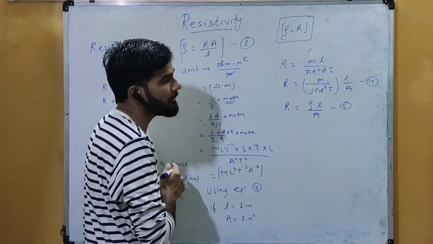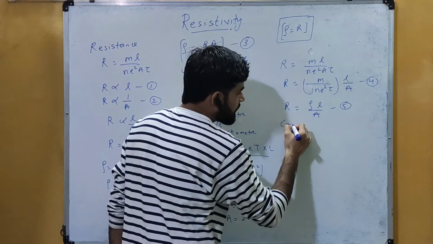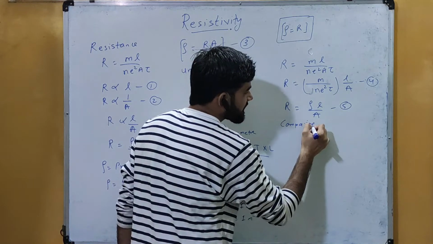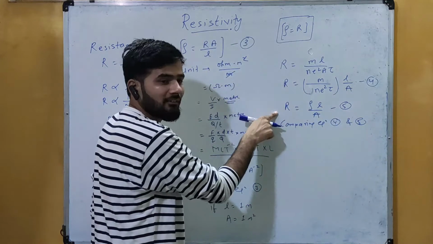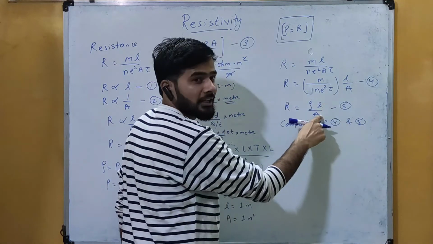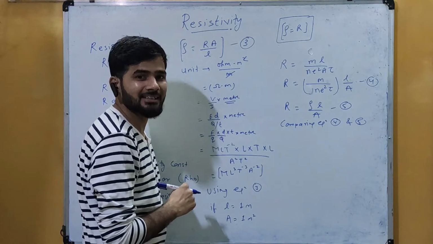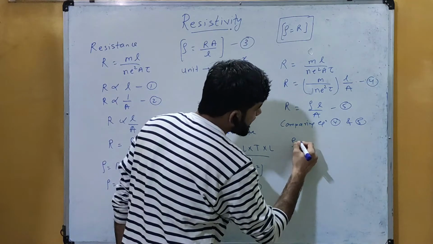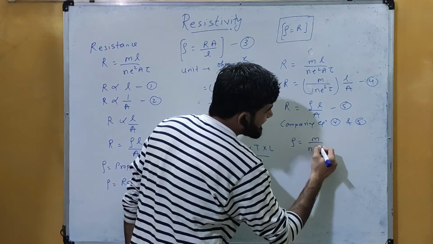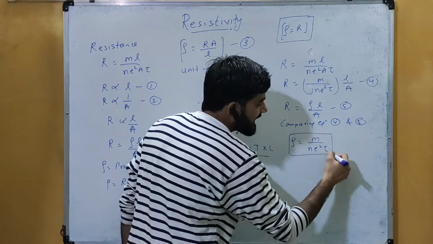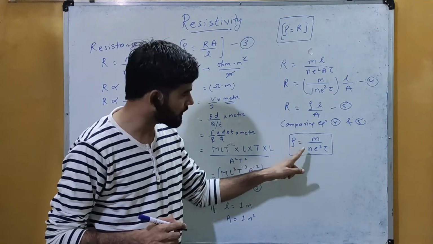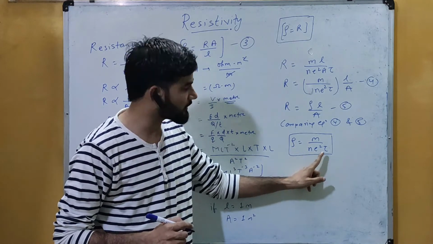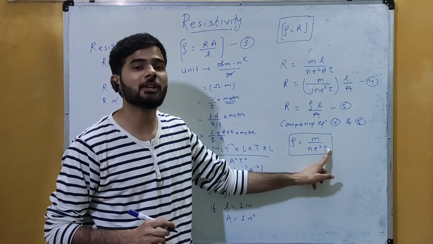Now here we can compare equation number 4 and 5. So comparing equation 4 and 5. Here we have R. Here we have L by A. So the remaining term will be the resistivity rho. So I can write this rho is equals to m by ne square tau. So we get another formula of resistivity rho, which is in terms of the mass of electron, electron density, charge on electron, and the relaxation time tau.